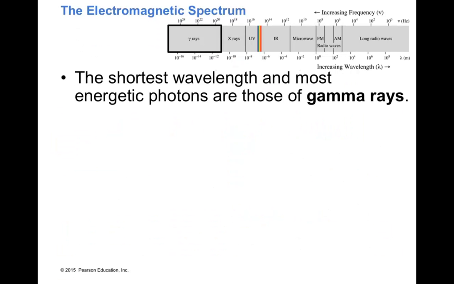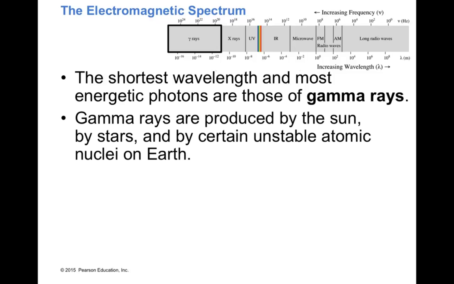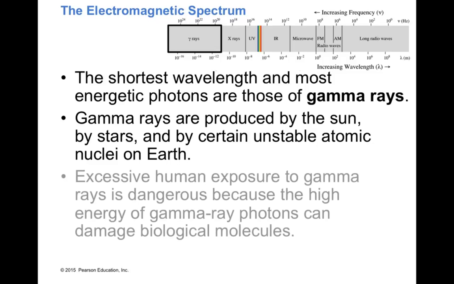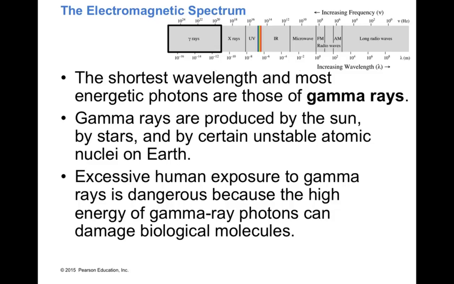So let's start with the gamma rays. The shortest wavelength and most energetic photons are those of gamma rays. Gamma rays are produced by the sun, by stars, and by certain unstable atomic nuclei on Earth. Excessive human exposure to gamma rays is dangerous because the high energy of gamma ray photons can damage biological molecules.